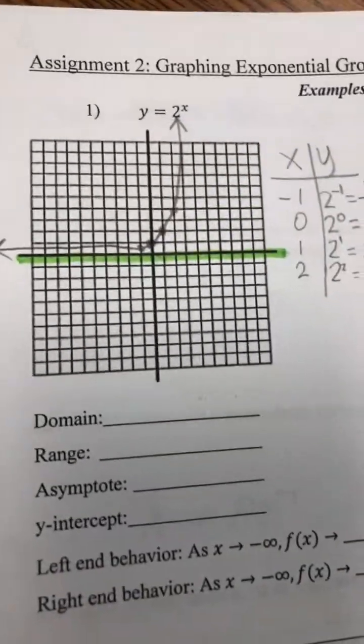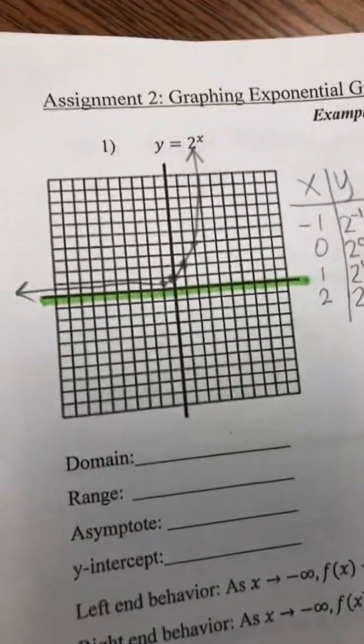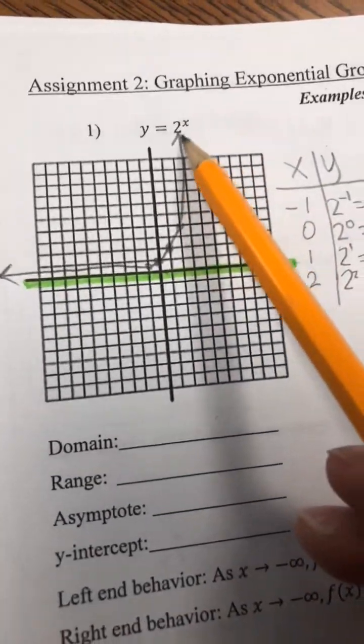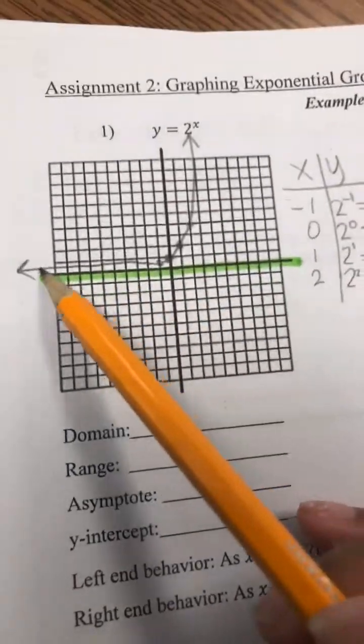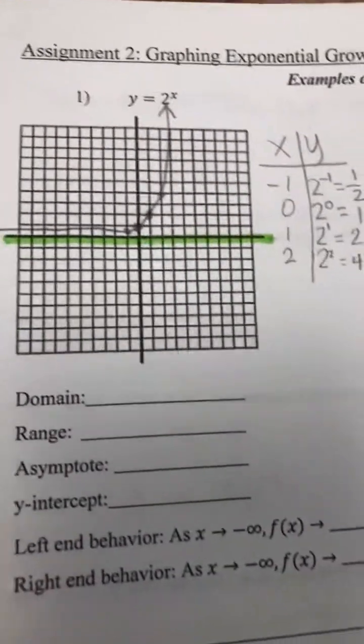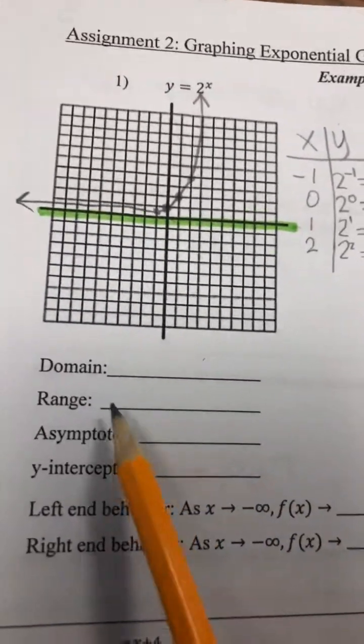But an asymptote is basically a line. I call it like an invisible barrier. And it basically shows a line that the exponential graph is getting really close to, but never going to touch. And I'll explain the equation of that line in a second.